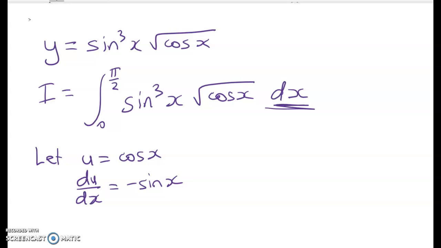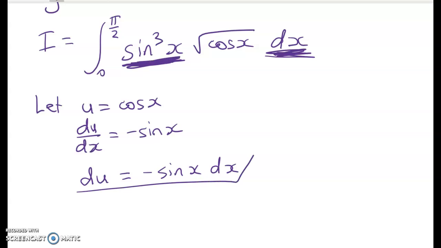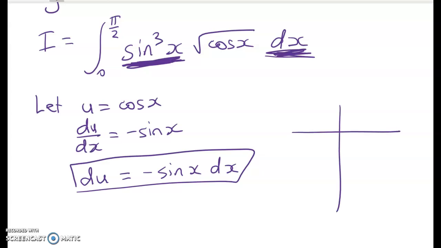We know we have to replace this, so we're going to separate these variables and get du is equal to negative sine x dx. So we can see in here we've got the dx here, and we've got sine cubed x here. So what we have to do is to split this up so that we can substitute this in. We also know that we're going to have to change our limits of integration. My x limits are pi on 2 and 0. u is equal to cosine of x, so cos of pi on 2 is equal to 0, and cos of 0 is equal to 1.